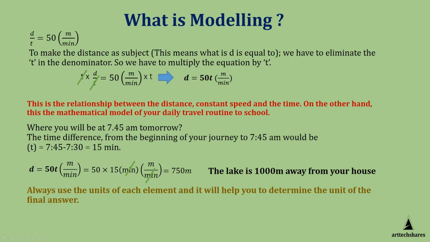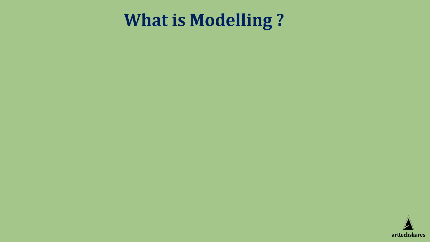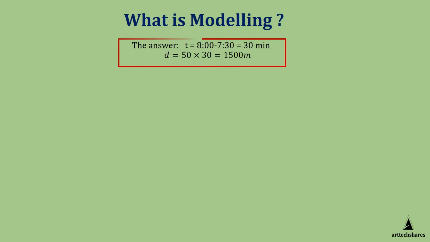Now pause this video and try it yourself to find how far you will have traveled by 8 a.m. tomorrow. So the answer is t is equal to 30 minutes and d is equal to 1500 meters. I hope you understand the calculations, and this is only a simple example, and you will learn more complex modeling later. So, recap time.